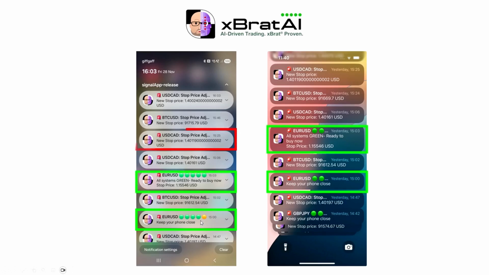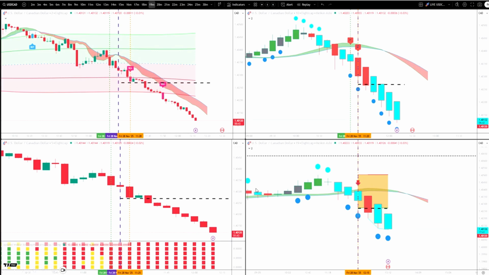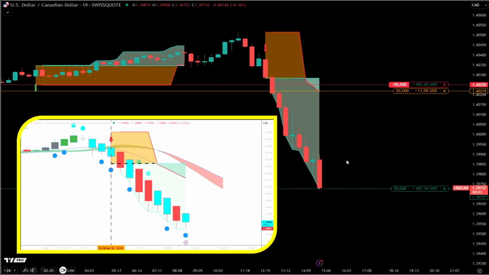More importantly, we can see then at the same time we're getting push notifications to go short, to adjust the stop on a US dollar, Canadian dollar short as well. But there are time differences when we get that keep your phone close to all systems green, ready to go now. Talk about that in a little while. Just wanted to show you that US dollar CAD trade where visually we can see all of these signals coming in really close to each other, and eventually this is what the trade looked like on a real account.